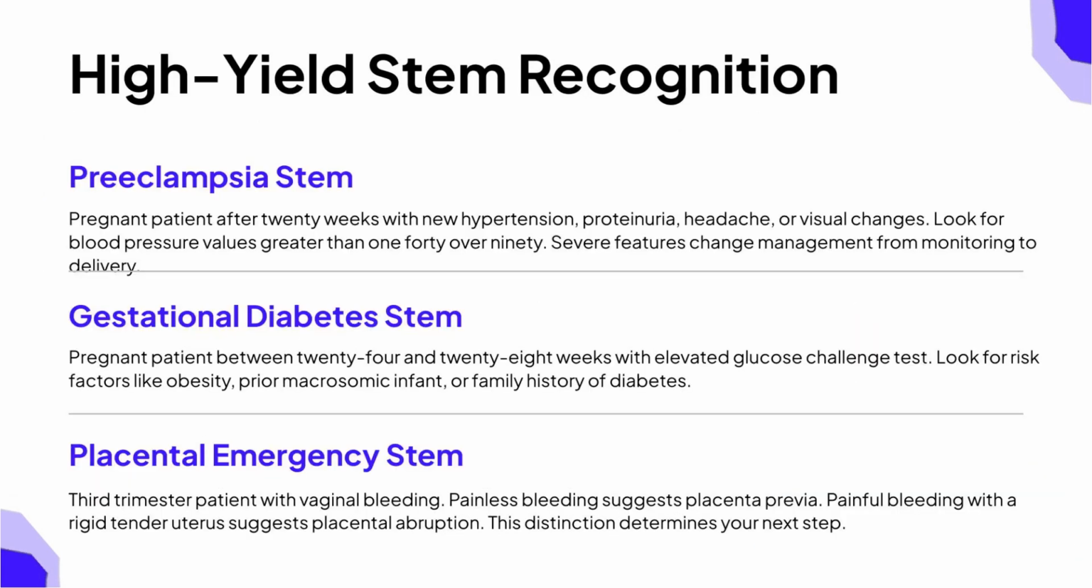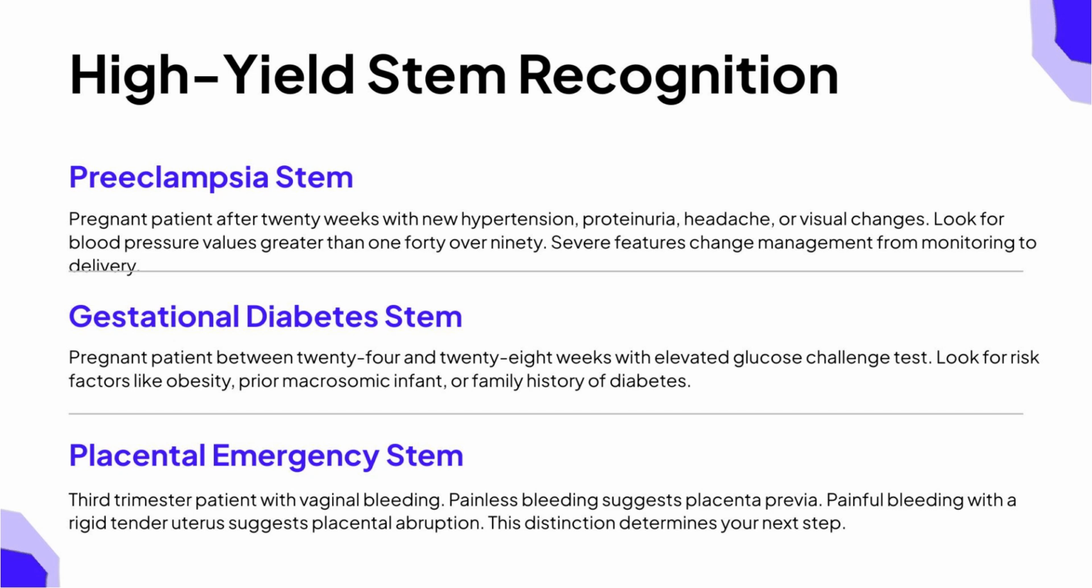For preeclampsia, the classic stem presents a pregnant patient after 20 weeks with new-onset hypertension and proteinuria, often with headache, visual changes, or right upper quadrant pain. The blood pressure values and presence of severe features drive the management decision. For gestational diabetes, the typical stem involves a patient between 24 and 28 weeks undergoing glucose screening, often with risk factors like obesity or prior large infant.